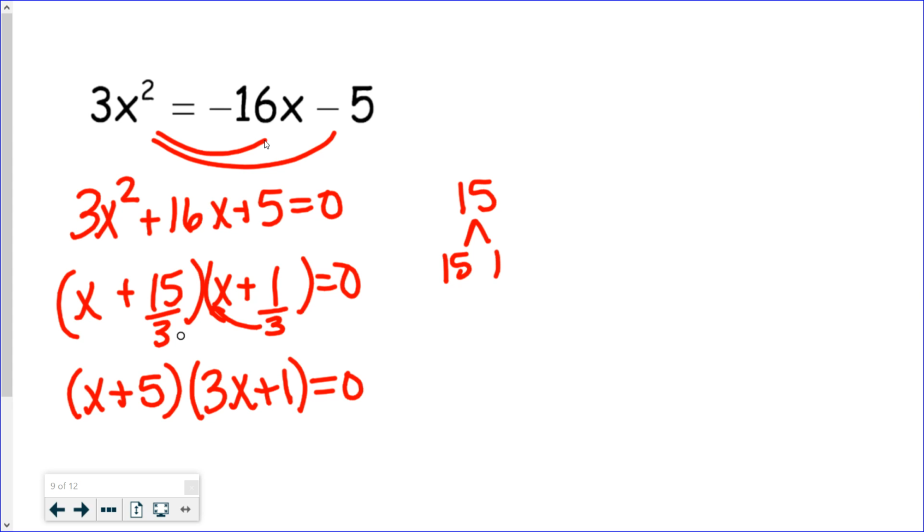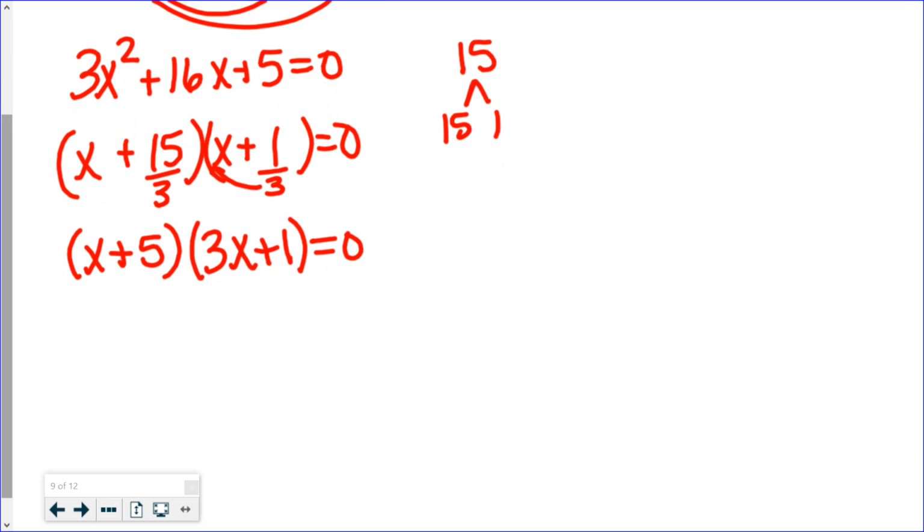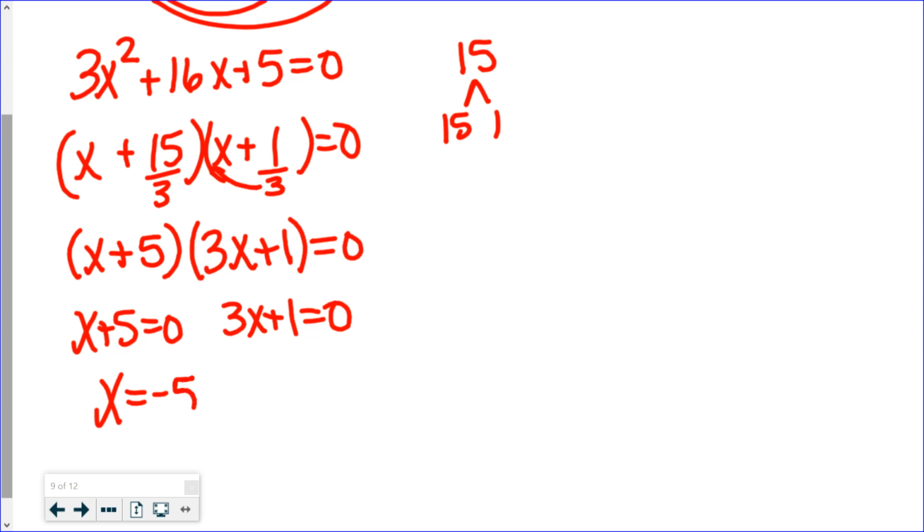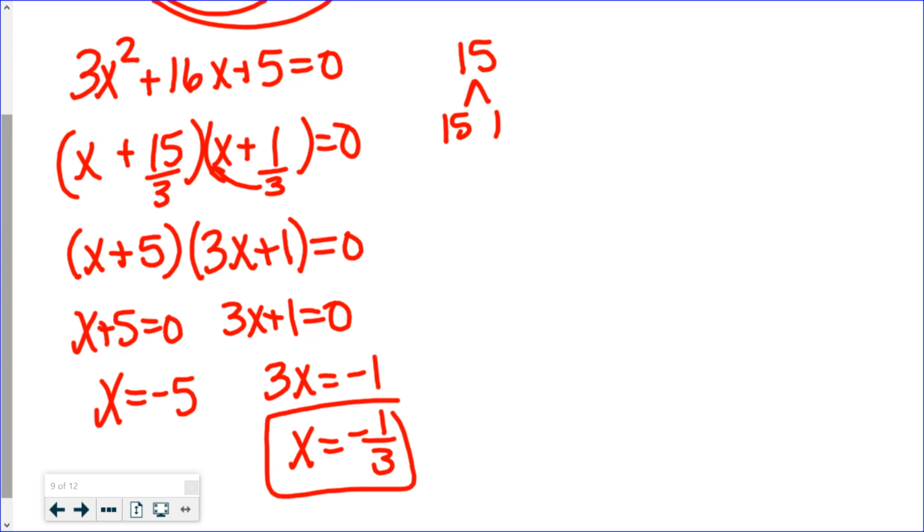So remember, if it divides into a happy whole number, you divide it. If not, you slide that denominator in front of the x. Once we get our two factors, we set them both equal to 0 and solve. Here we get x is equal to negative 5. Here we get 3x is equal to negative 1. Dividing by 3, x is equal to negative 1/3. And those are my two solutions.